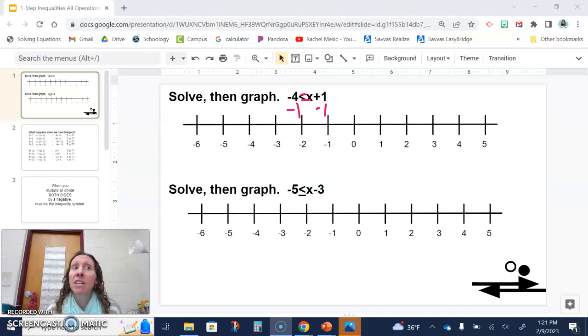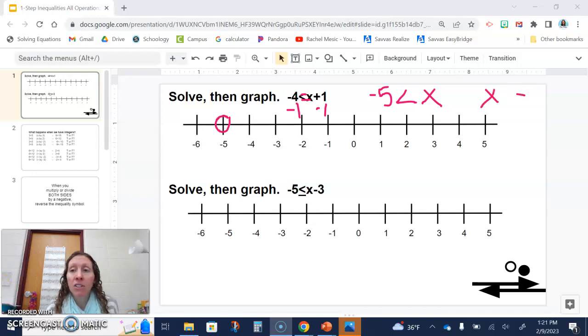So over here on the left, -4 minus 1, that's also the same as -4 plus -1. That would be -5. I'm going to keep my inequality symbol, and then I have x over here. So it's -5 is less than x. So we're going to put an open circle at -5. And then I like to write it with the x first.